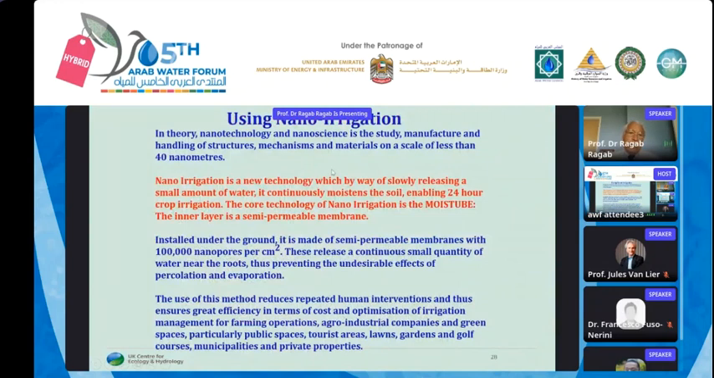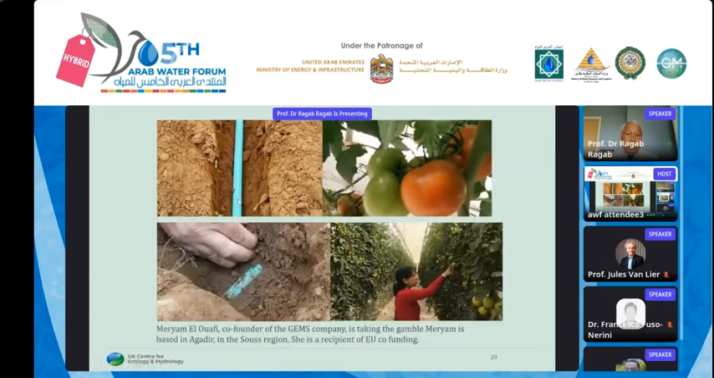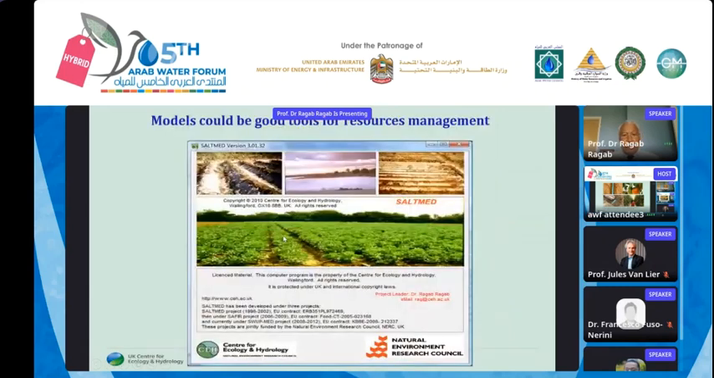Using nanotechnology, nowadays there is a new technology called nano irrigation, using semi-permeable membranes with a continuous flow, and it also appears to be saving a lot of water, and also can be used under the surface, maybe about 10 centimeters below the surface. This is an example here from Morocco, but that is actually also used in Australia.